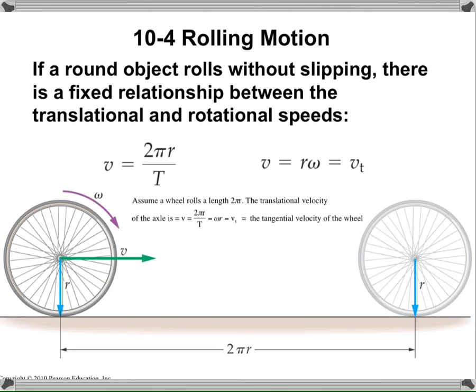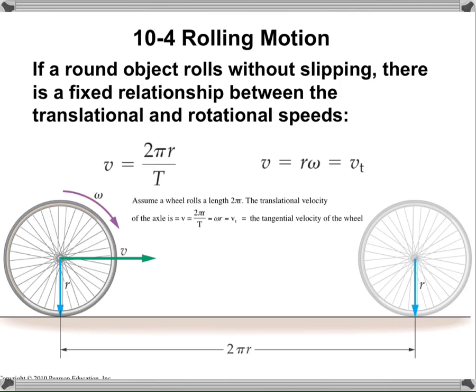So when you rotate an object on the ground, you cannot avoid that these velocities will be relating to each other like this. Okay, the angular velocity times the radius must be equal to the linear speed of the object.